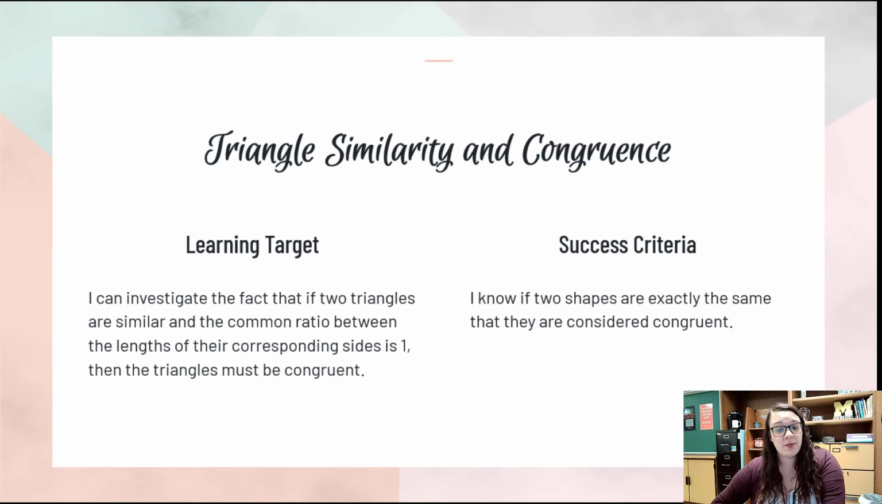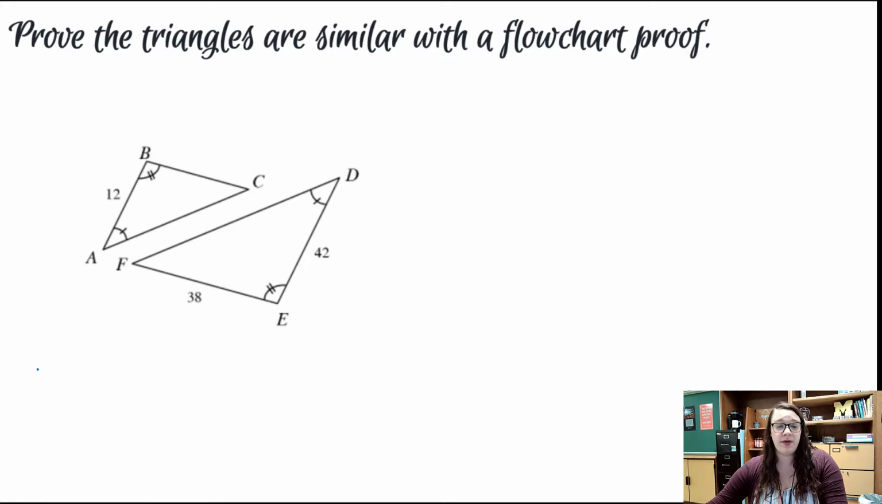Traeger here. Today we're going to talk about triangle similarity and the difference between that and congruence. So our learning target today is that we'll be able to investigate the fact that when two triangles are similar and their common ratio, or their scale factor, is 1, they also are considered congruent. You'll know you'll be successful when you can tell if two shapes are congruent based on if they're exactly the same or not. Let's jump in and we're going to look a little bit at proofs today.